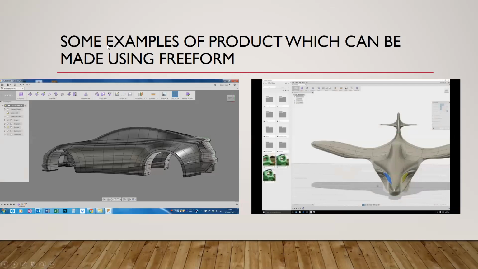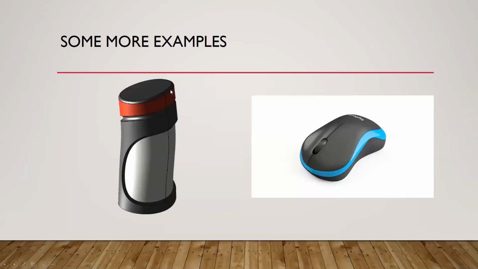And there are some examples of products which can be made using freeform. One can make a car surface, the body of a car. One can use their imagination to design an aeroplane or an aircraft or something like that. These are quite big examples of it. I mean, it takes a lot of time and effort. Some smaller examples of it are a mouse or a water bottle, which can be made using freeform.